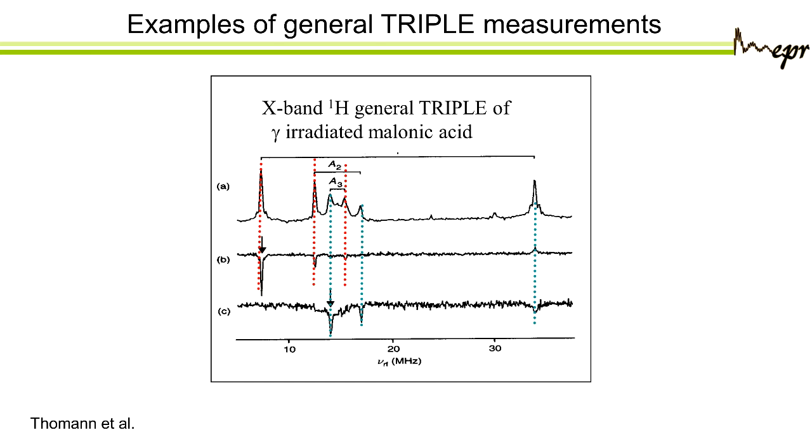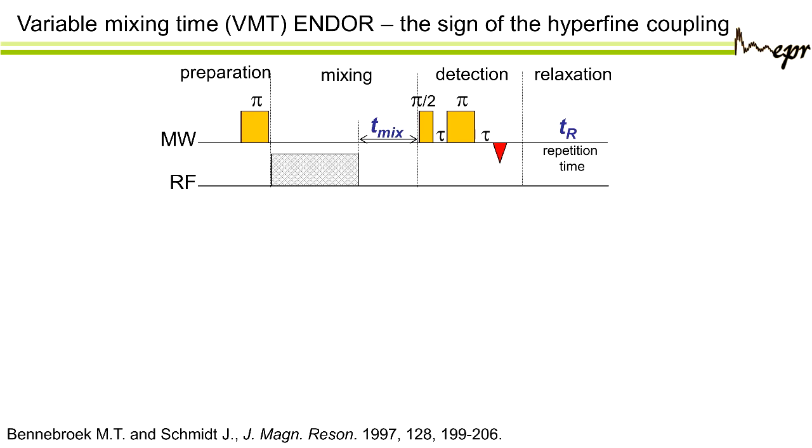In principle, you can do this as 2D, and you get quite a bit of information, but this would take a very long time. So another way that we can measure the hyperfine coupling is called variable mixing time ENDOR. So now you do the usual ENDOR experiment, the Davies ENDOR, but now you add a mixing time. Usually you want to put your detection as close to the RF as possible. Now you don't do that, you put a long time there. And now let's see what happens.